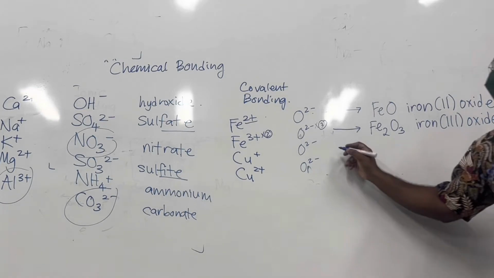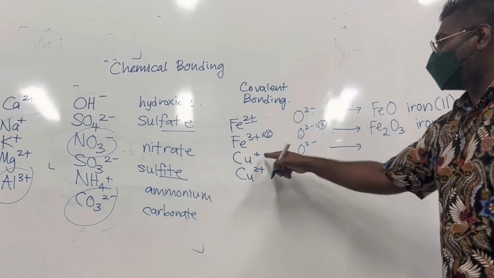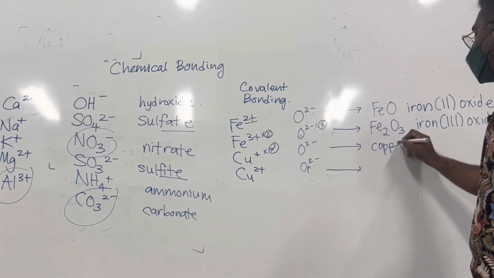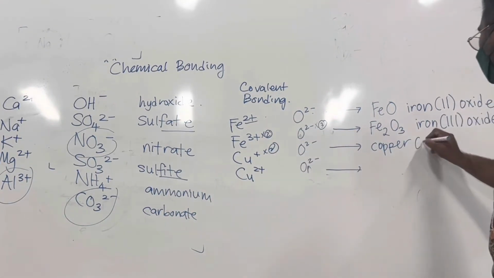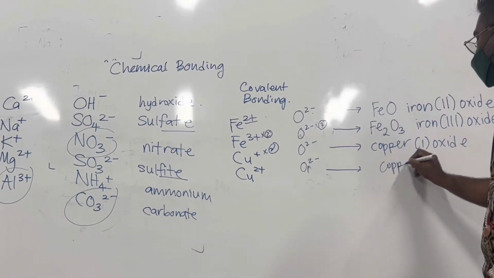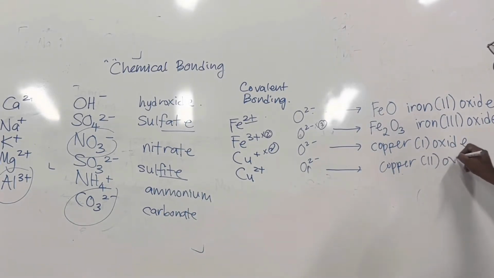And we have this, times by 2. This is copper plus 1, so copper(I) oxide. This is copper(II) oxide.